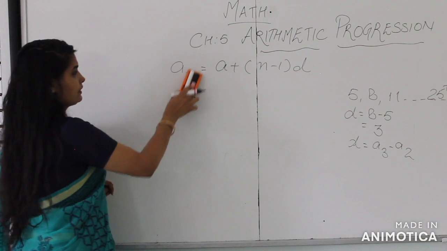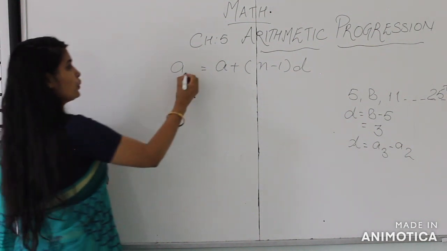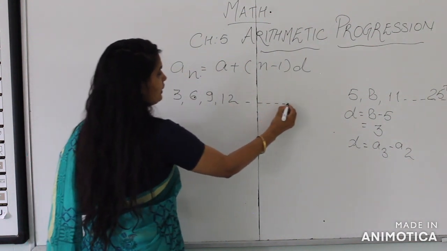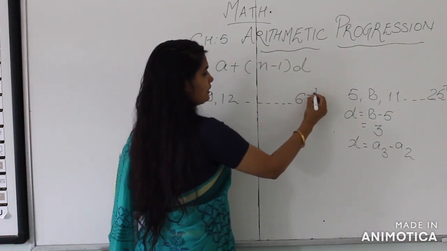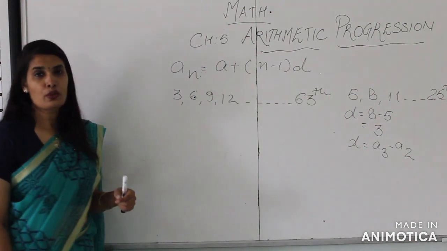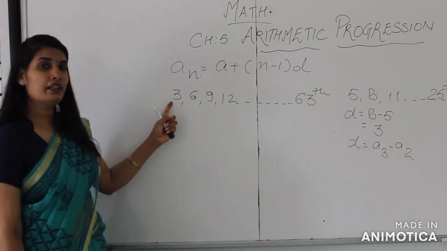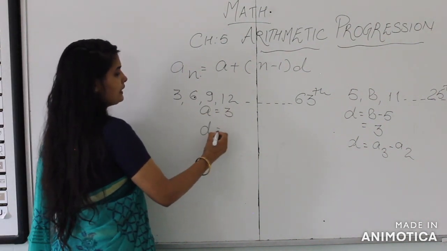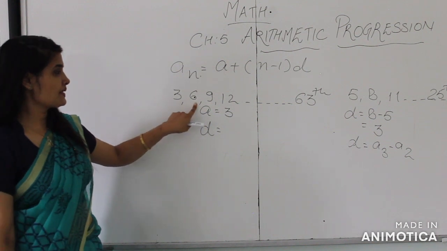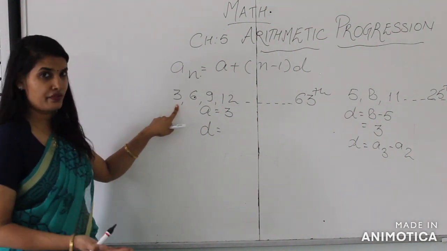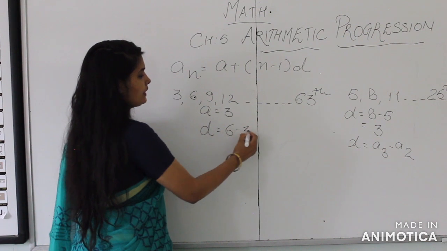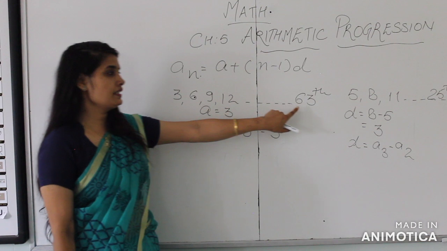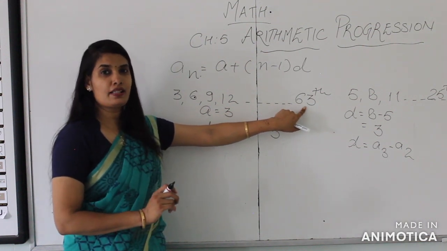Now suppose I want to find the 63rd term of the series 3, 6, 9, 12 and so on. Okay? So what do I do? What is my a? The first term of the series. a is 3. And what is my d? d means common difference. The second term minus the first term will be the common difference. So 6 minus 3 will be 3 here. This is my common difference, and I want to find the 63rd term. It means n is what?